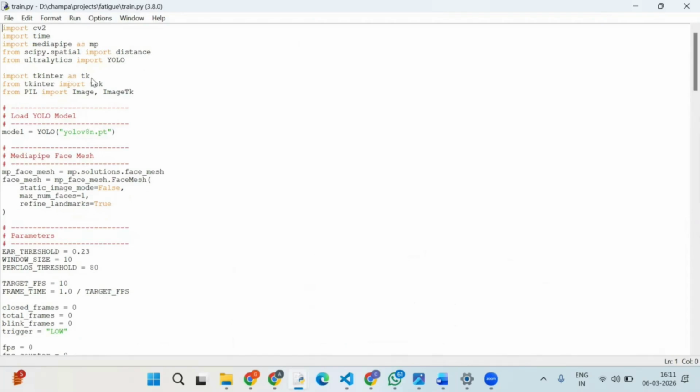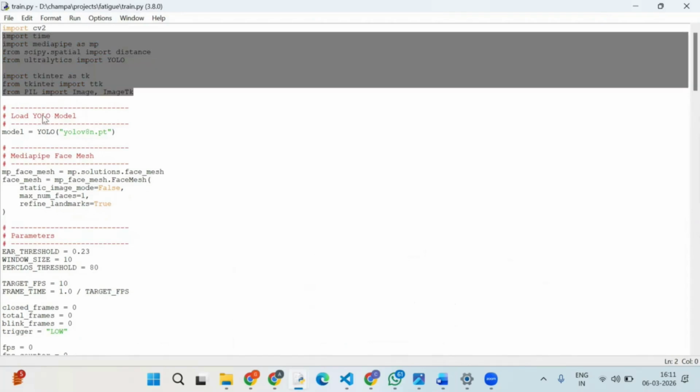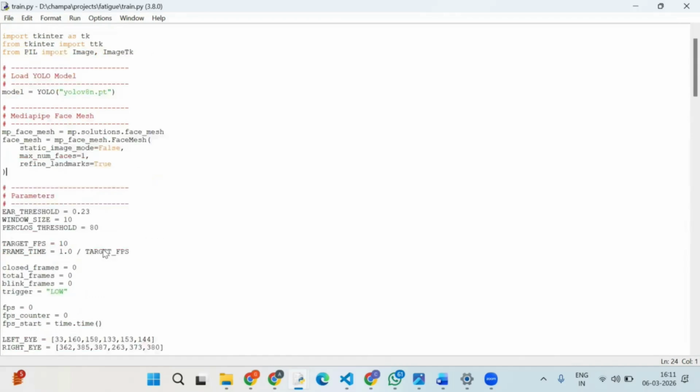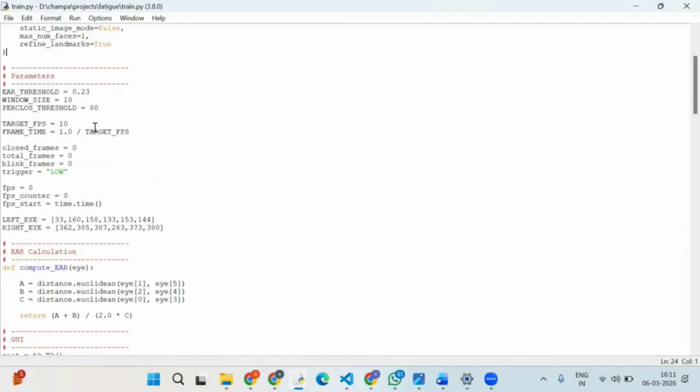So this is our code. First, we are importing all the necessary libraries and then we are loading our YOLOv8 model to identify the face. We are using MediaPipe for eye detection. These are all our parameters. For the eye aspect ratio threshold, we are giving 0.23. If it is below this, then the eyes are closed. Like that, we are giving the thresholds.